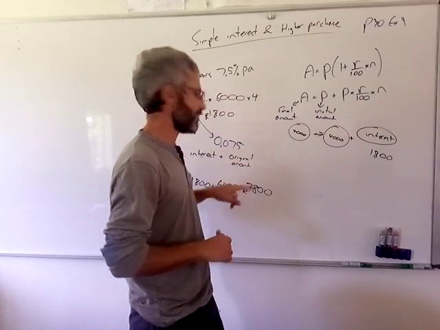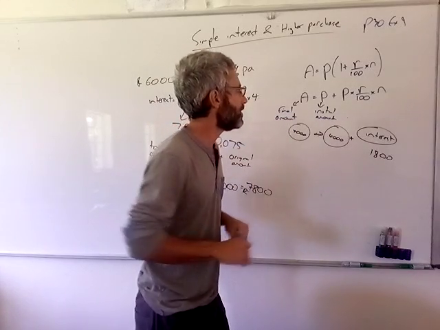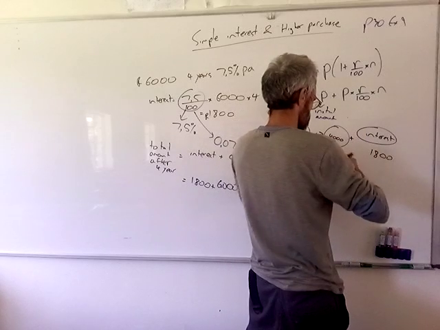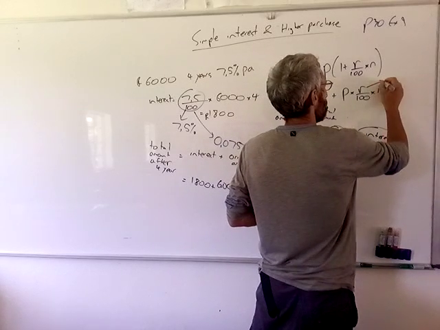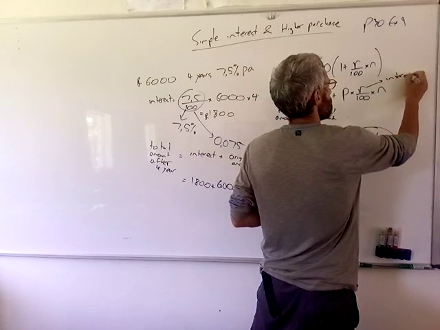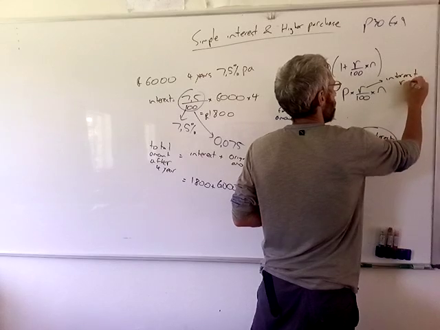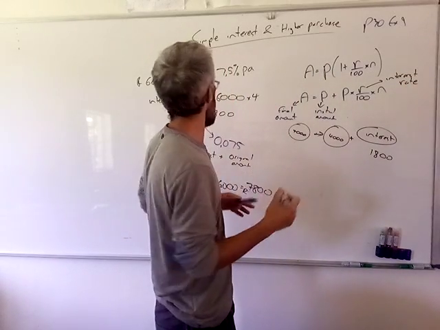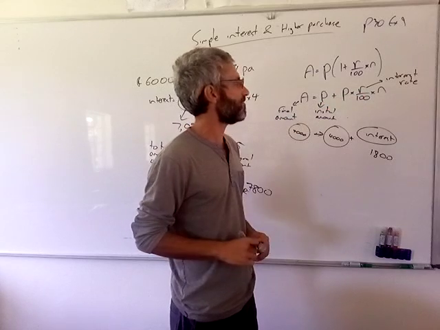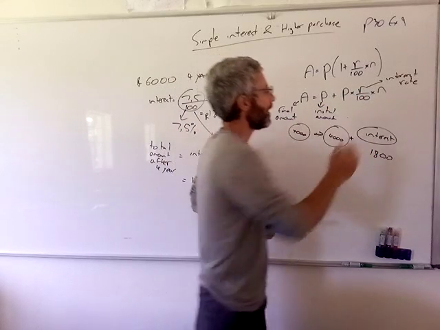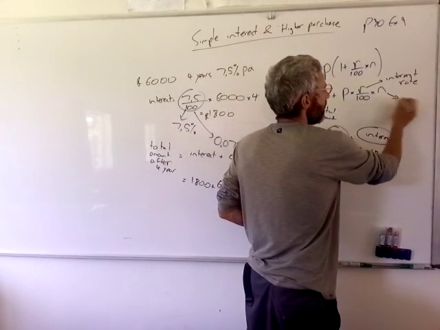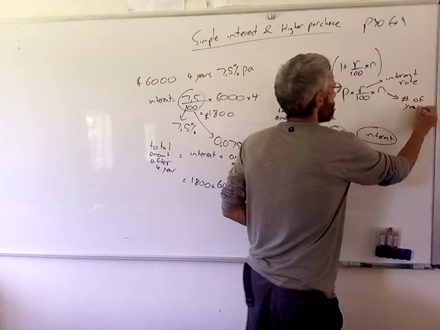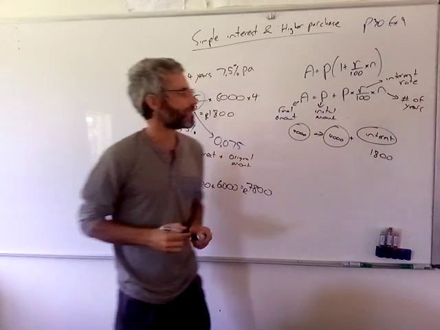The final amount was 7,800. R is your interest rate. It's the percentage, 7.5%, so 7.5 divided by 100. And your N is the number of years, because remember we timed it by 4 years.